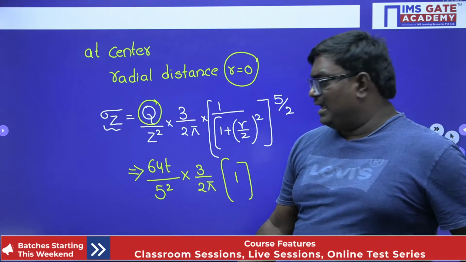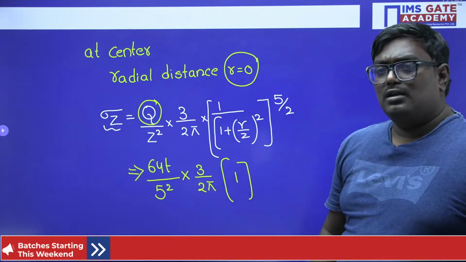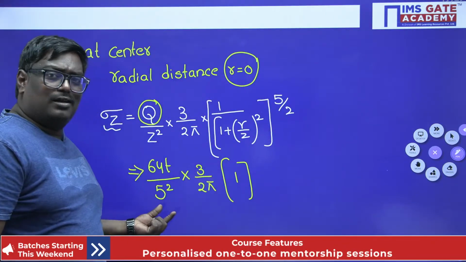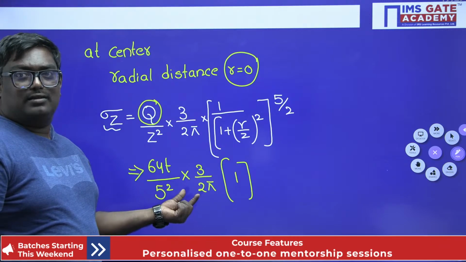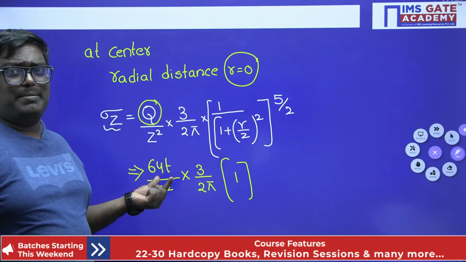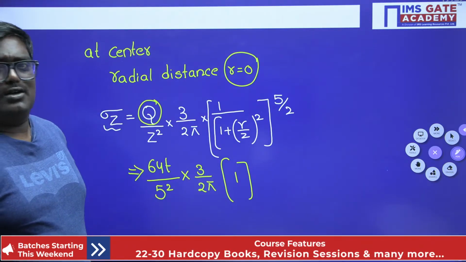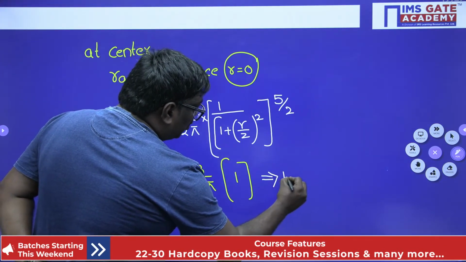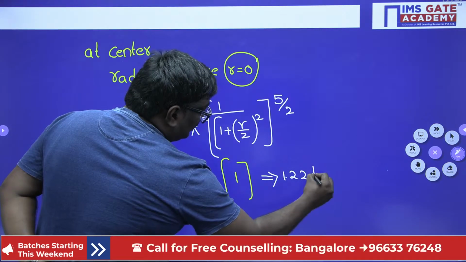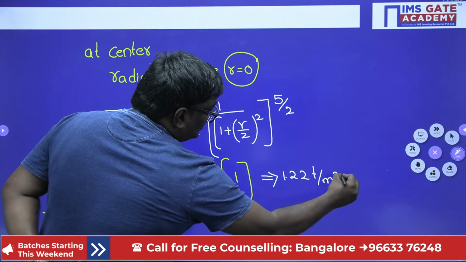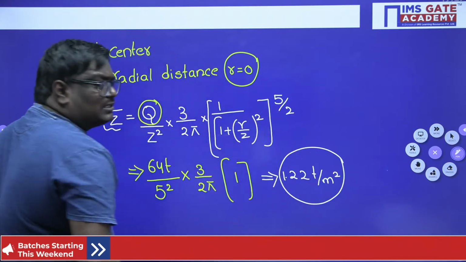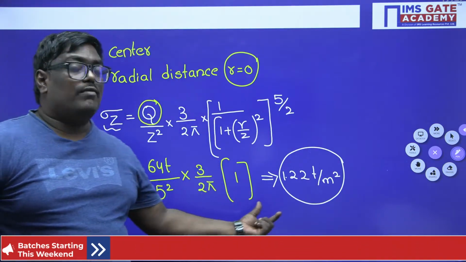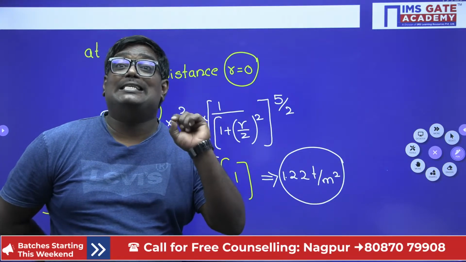Now can you tell me what is the value of this? 64 upon 5 square into 3 upon 2 pi. Can anyone tell me, my dear students? So if you solve this, you will get a value of 1.22 ton per meter square. So this is the value of the vertical stress. Very good, Srujana, very good. This is the value of the vertical stress at the center.